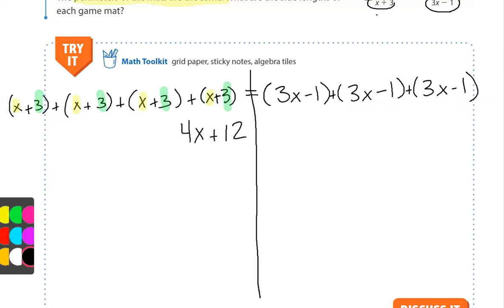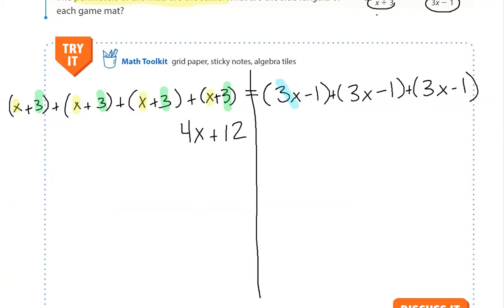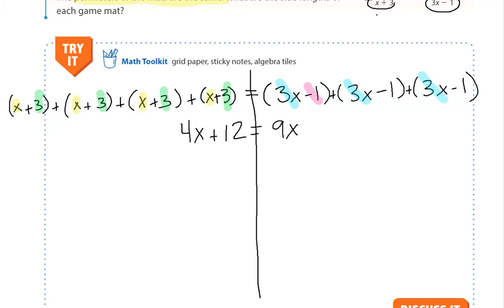What do I have on my other side? I have 3 x's, 6 x's, 9 x's. And then I have 1 negative, 2 negative, 3 negative. That's a much nicer looking equation.